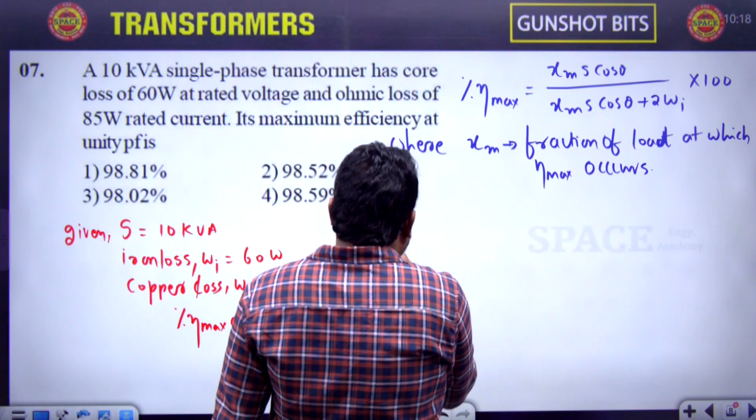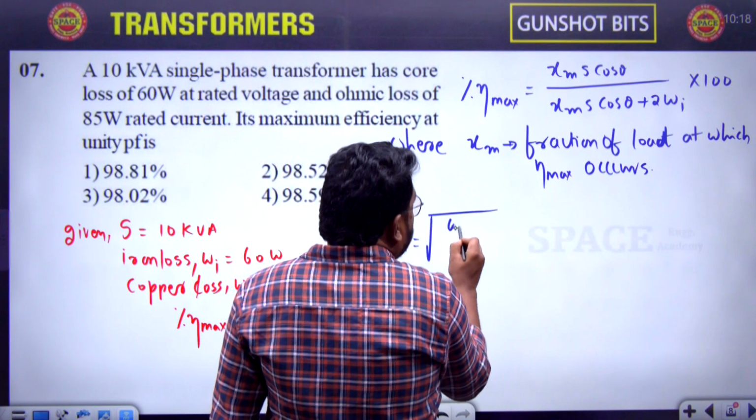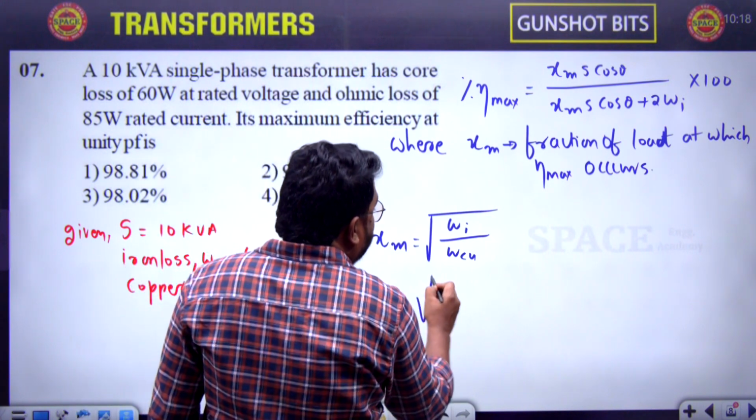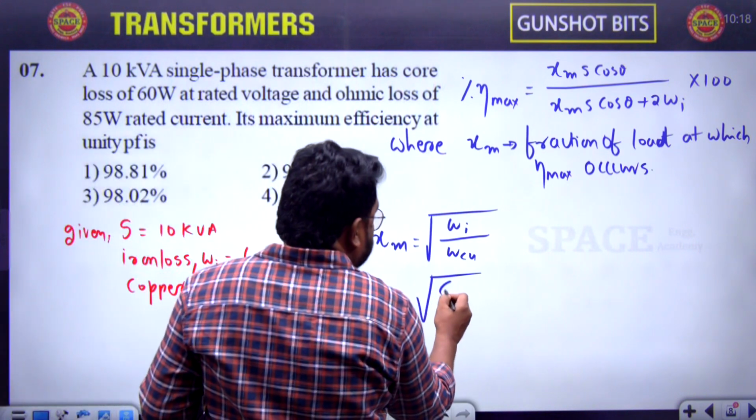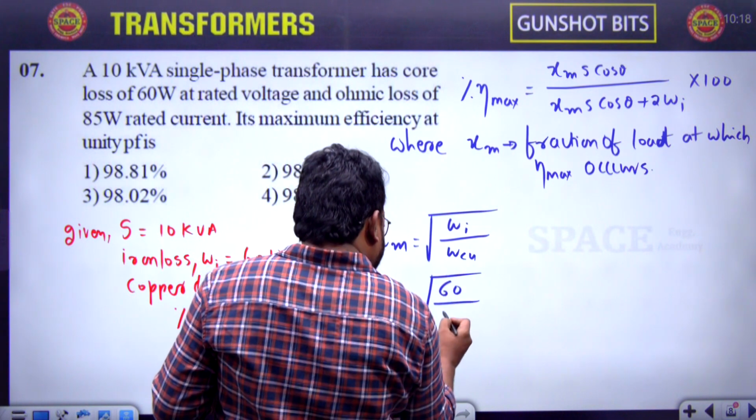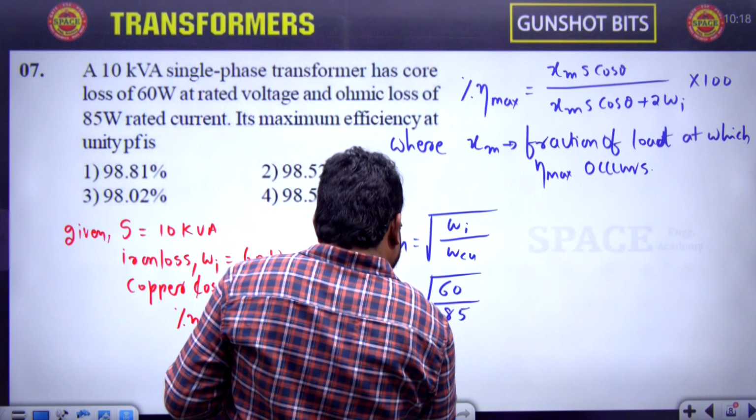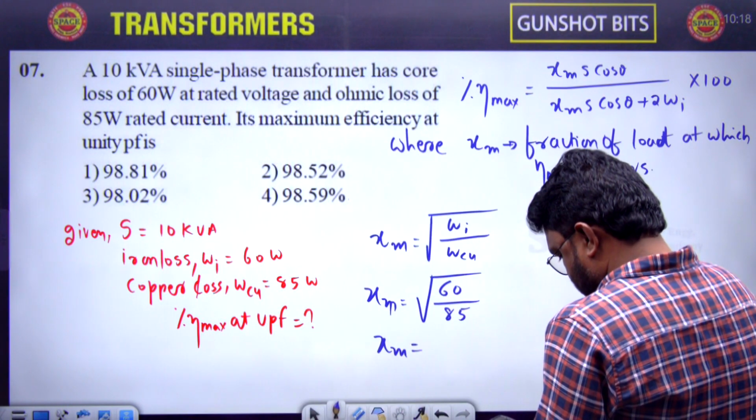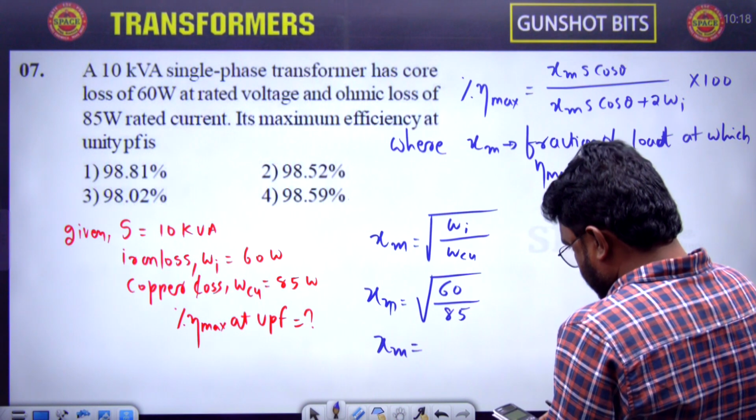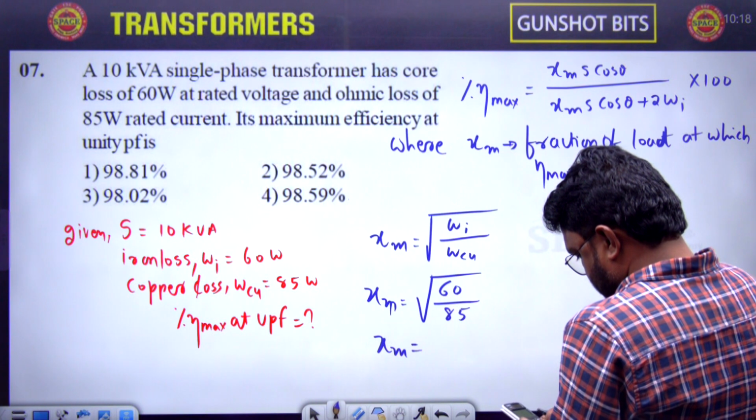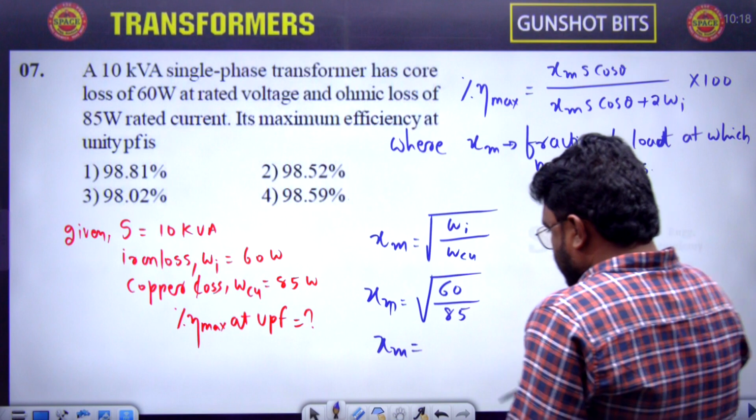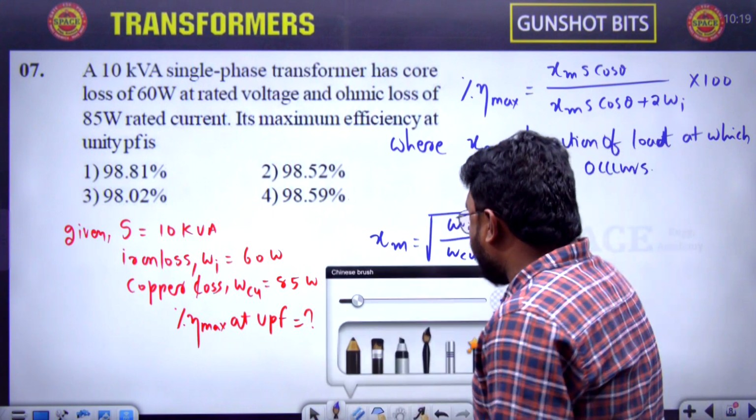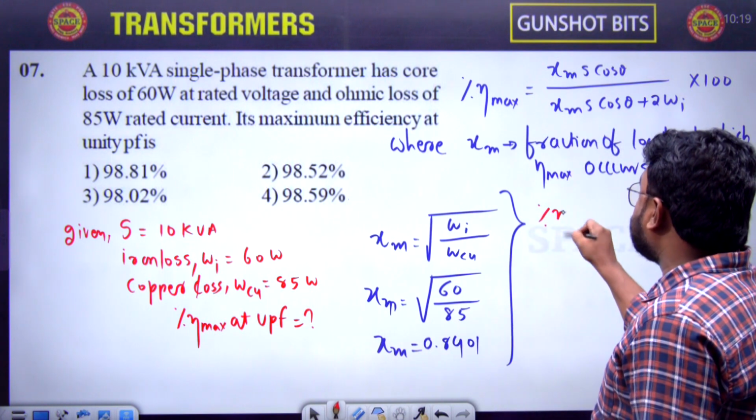So how do we calculate this Xm value? Xm is equal to the square root of the iron losses divided by the full load copper losses. Therefore Xm is equal to the square root of 60 divided by 85 watts. Now let us calculate Xm. So this Xm is equal to 0.8401.